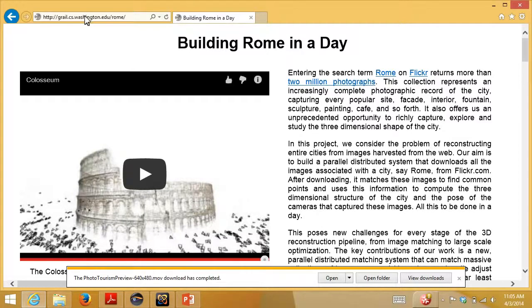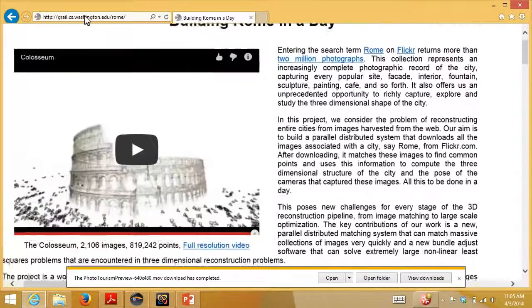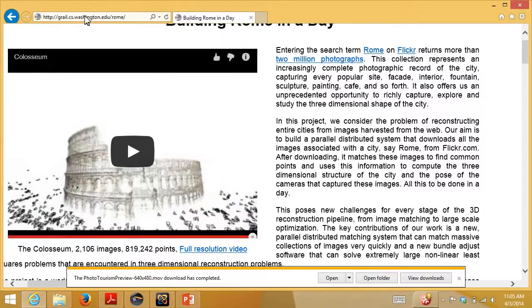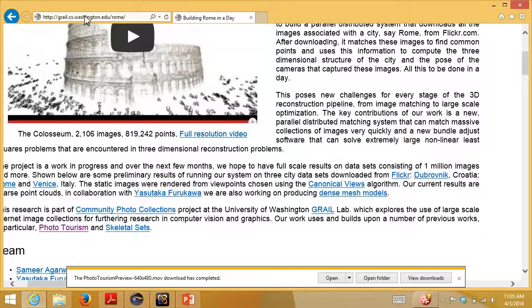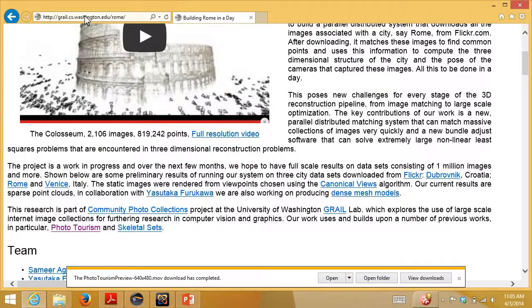And so the joke here was building Rome in a day. The idea is that if you wanted to reconstruct, I'm not sure if they did the entire city of Rome, but the idea was, could you do it computationally within 24 hours on some mega cluster of computers, right? And so that's what this one was. And this is kind of similar to phototourism that we talked about before.